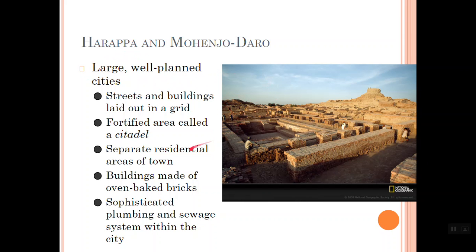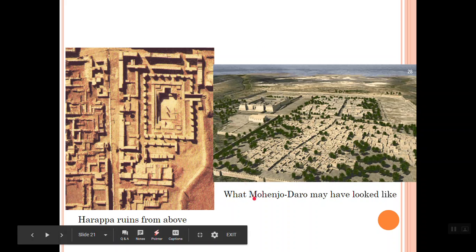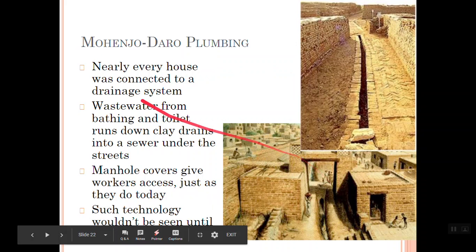All right, this is all brand new. Separate residential areas of town, buildings made of oven-baked bricks, sophisticated plumbing and sewage. How great is that? All right. This sewage system was very, very sophisticated. So we can tell that this was a very, very smart, sophisticated people. All right. Here's what it might have looked like.